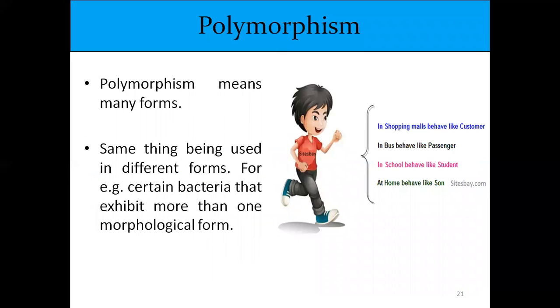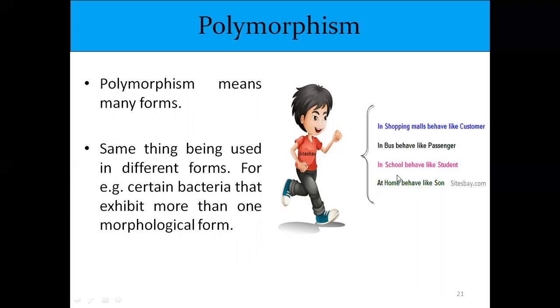And the next object oriented principle is polymorphism. Polymorphism means having different forms. For example, consider a particular boy. Depending upon the situation, if he is in a shopping mall, he behaves like a customer. If he is in a bus, he behaves like a passenger. If he is in a school, he behaves like a student. Like that, depending upon a particular situation, he may have different types of forms.